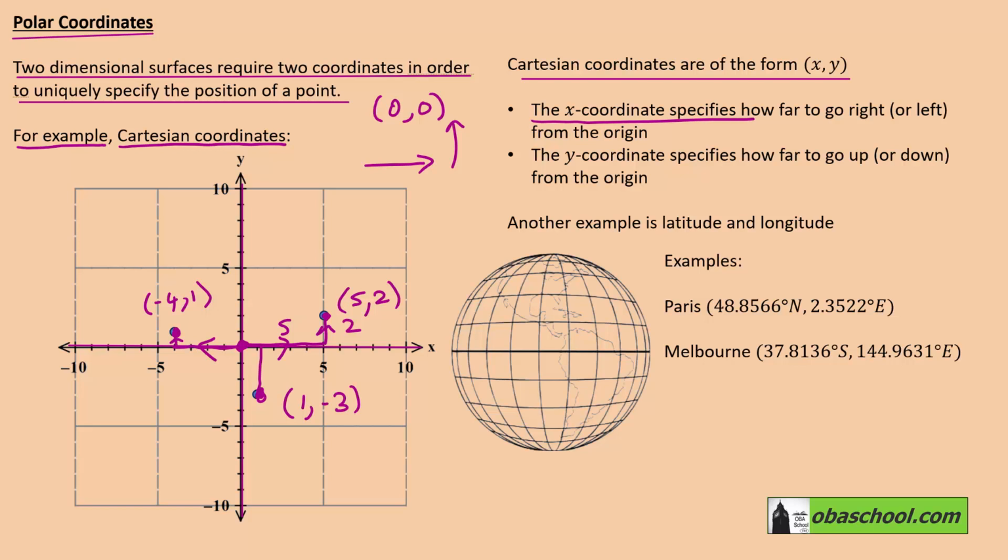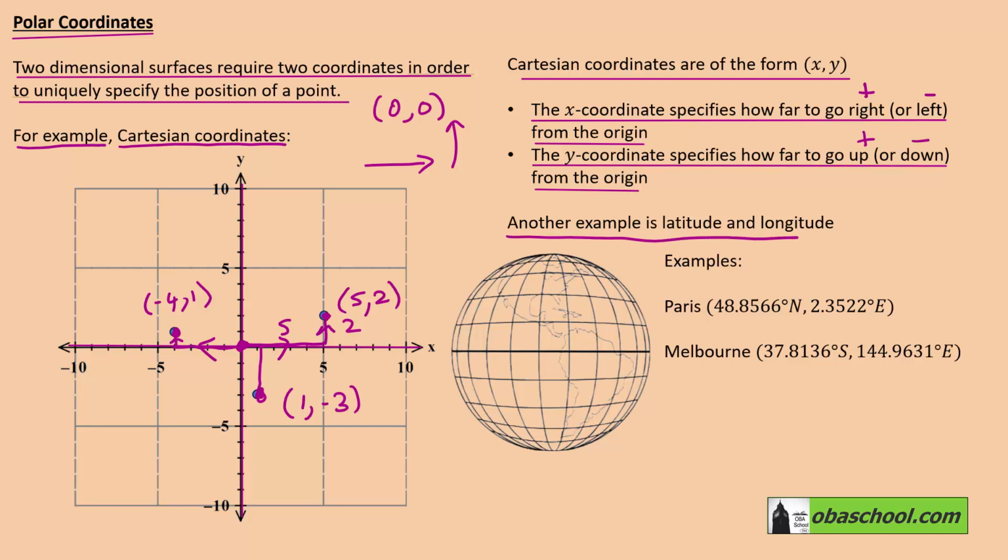The x-coordinate specifies how far to go right or left from the origin. Going right is positive and left is negative. The y-coordinate specifies how far to go up or down from the origin. Up is positive, down is negative.